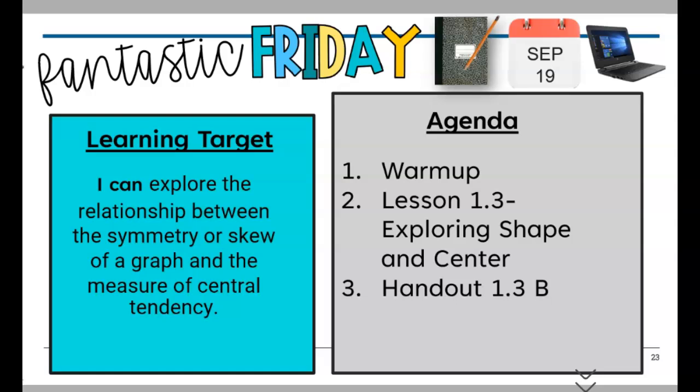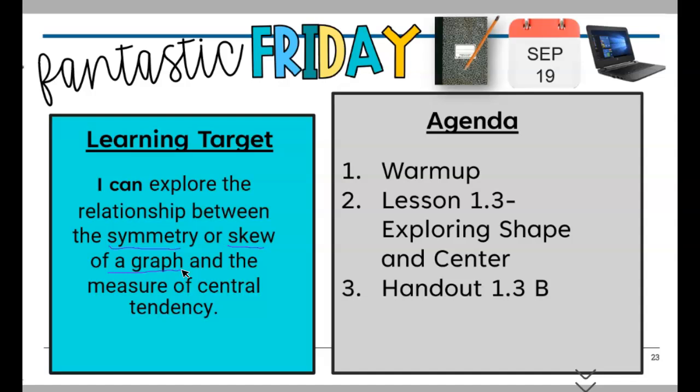Right, so the learning target for today and the last part of this lesson is to explore the relationship between the symmetry or skewness of a graph. What does symmetry mean? You should know that word. Symmetrical on both sides. Yes, it's folded in half, okay?